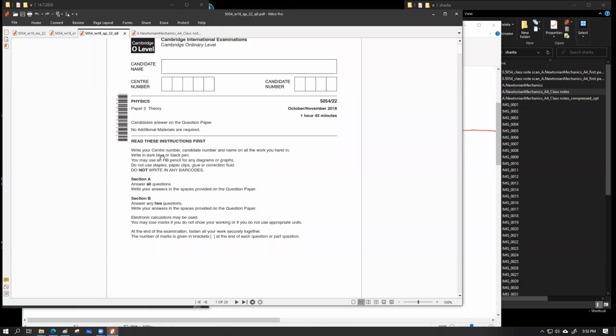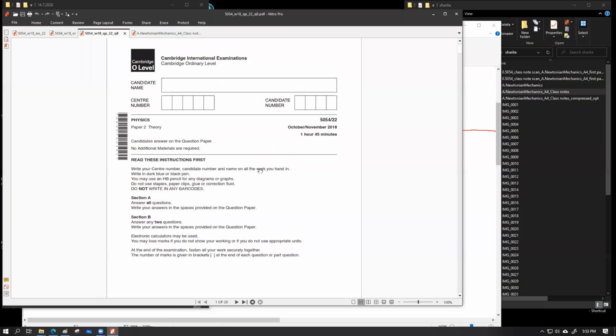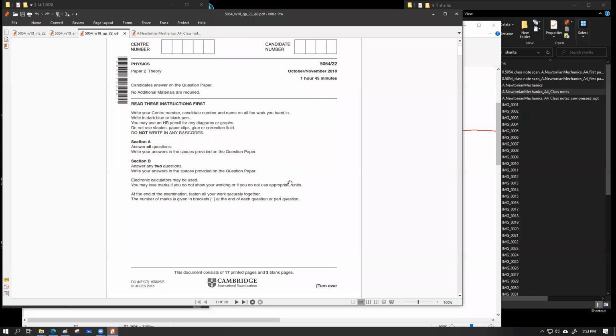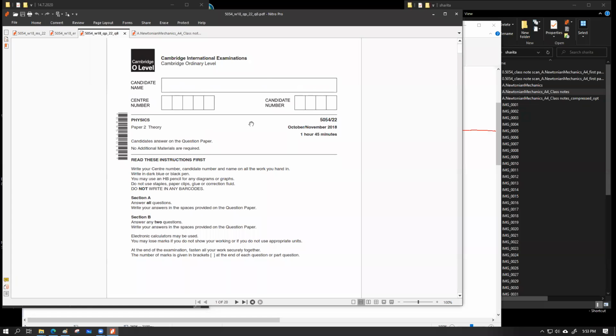So এগুলো হচ্ছে বেসিক ইনফরমেশন। এখানে খুব দরকারি জিনিসপত্র আছে, খেয়াল করো। Write your center number, candidate number and name on all the work you hand in. So এগুলো সব ফিল আপ করতে হবে প্রপারলি। এখানে কিন্তু কোথাও ইনভিজিলেটরস সিগনেচার নাই, দেখছো? So ইনভিজিলেটর এসে তোমাকে রিমাইন্ড করবে না যে এখানে তুমি লিখো নাই কেন। You are supposed to fill this up at your own responsibility, and you will be allowed to fill this up before the exam happens.